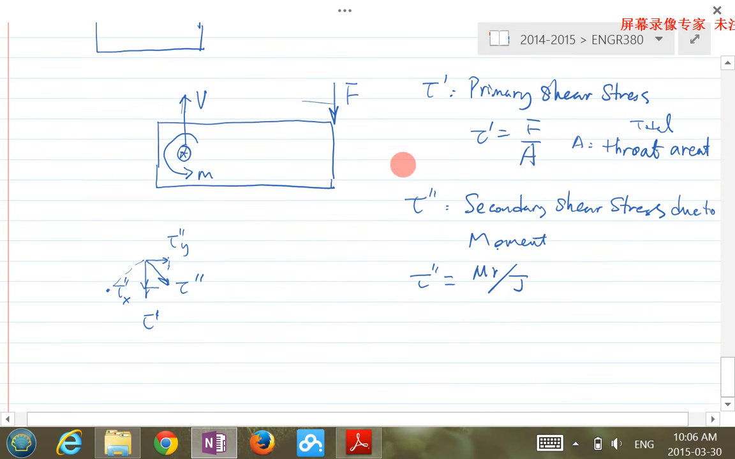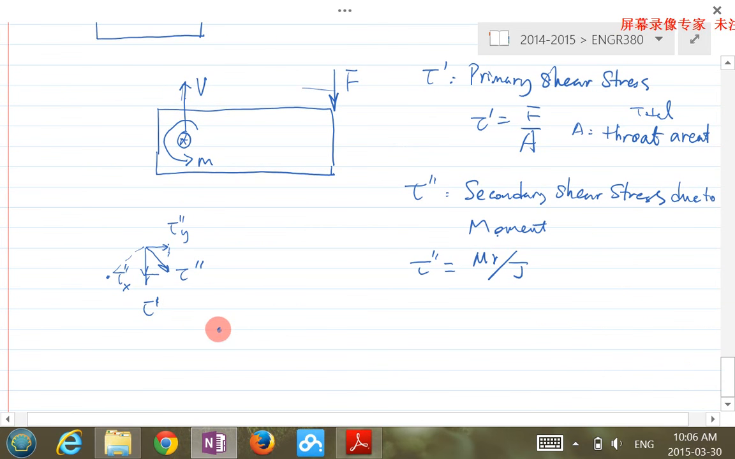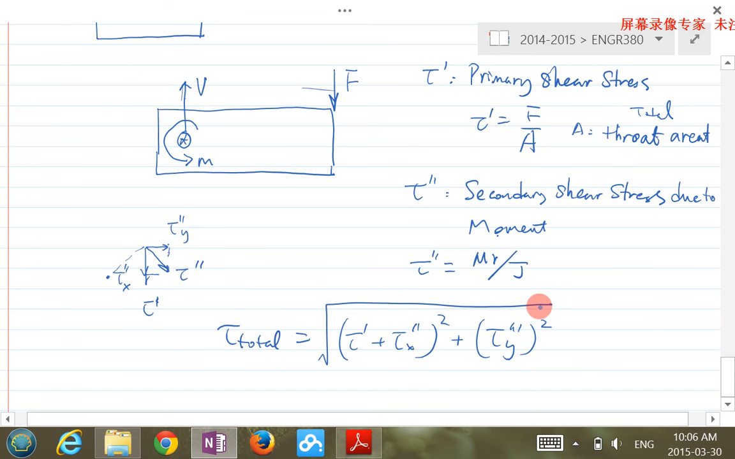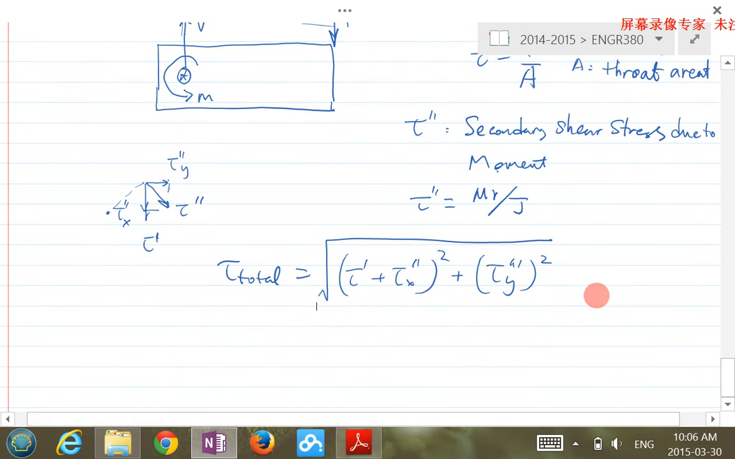So then your tau total will be what? It will be the x component, which is tau prime plus tau x double prime, squared, and then plus tau y double prime squared, and then take the square root. So that'll be your total shear stress. Does that make sense? This is how you calculate the total.